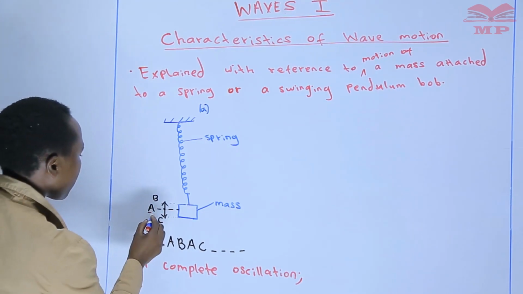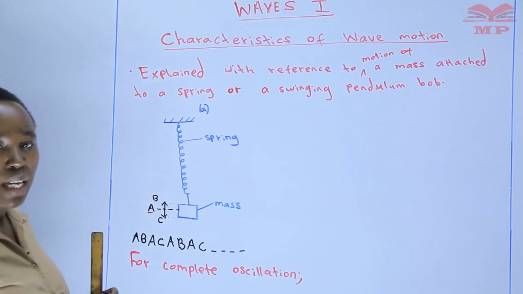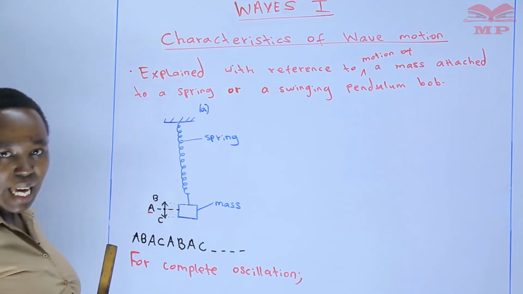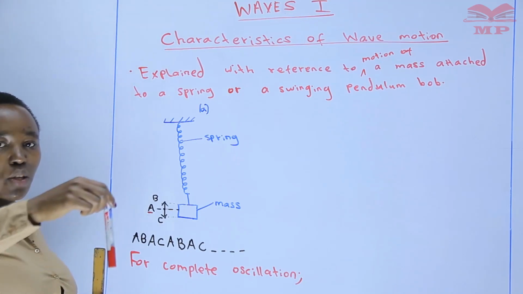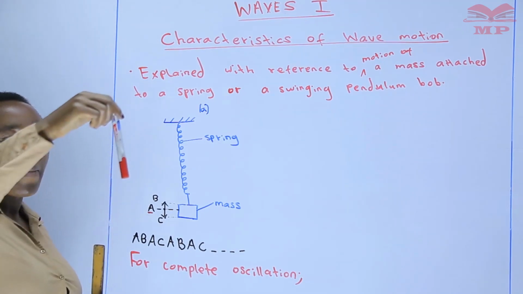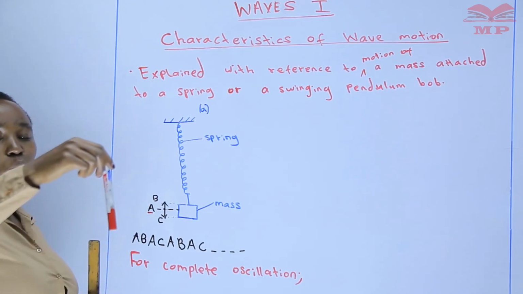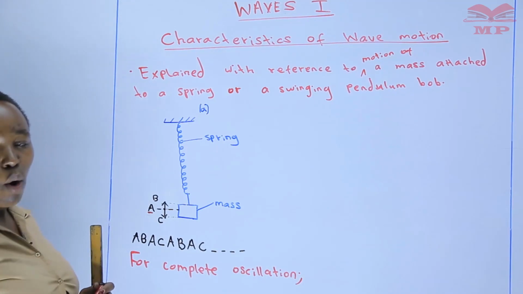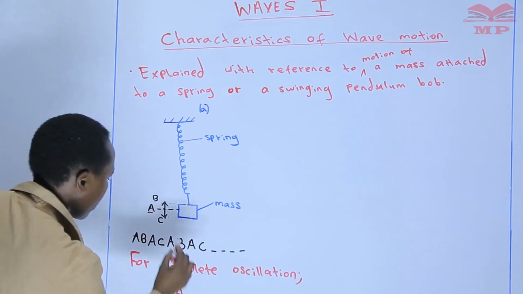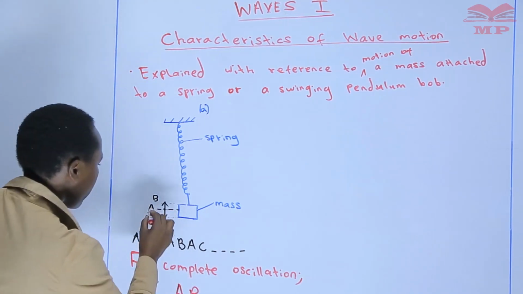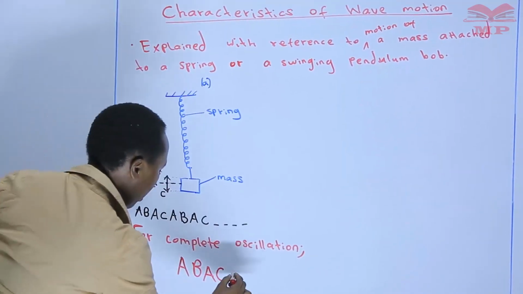But if we start from A, we'll say a complete oscillation has been achieved when it moves on both sides and then comes back to its initial position. So if it is oscillating in this manner, it's moving up, then through the mean position down, then back to the mean position, then that is a complete oscillation. So if it is from A, it is going to be A, then B, then back to A, then to C, and then back to A.